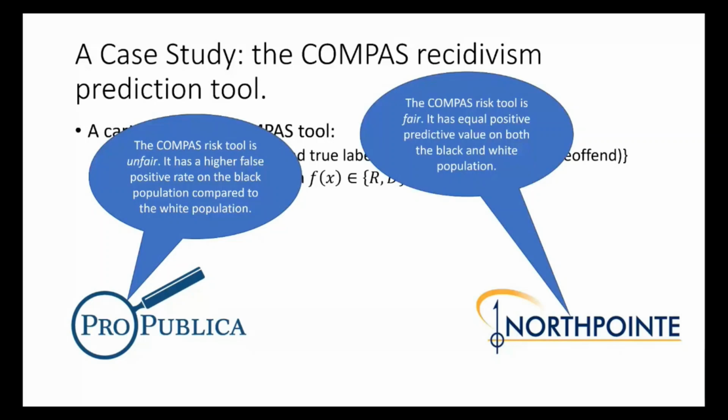What they meant is that the tool had equal positive predictive value, meaning that given that the tool predicted that a Black person would reoffend, the chance that they actually went on to reoffend was exactly the same as the chance that a random white person went on to reoffend, conditioned on being labeled as high risk. Okay, so the tool meant what it said, independent of race. That's also a desirable property.